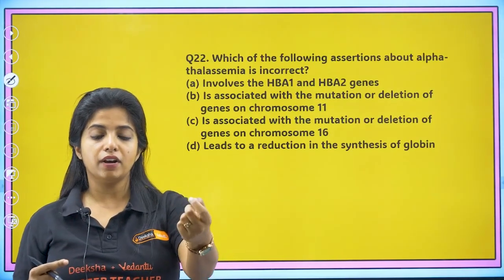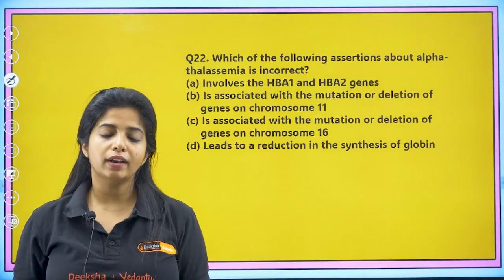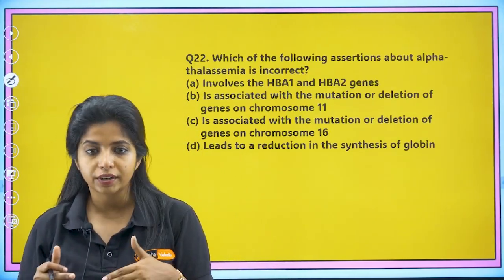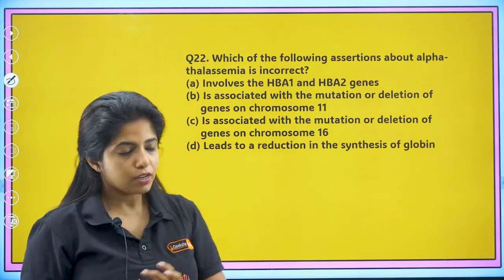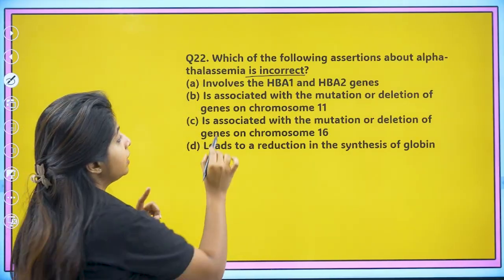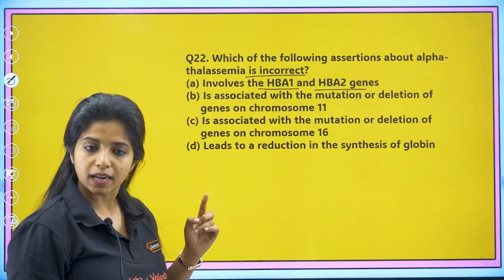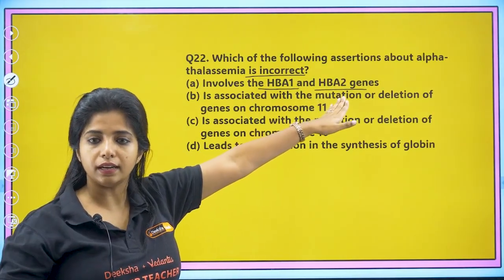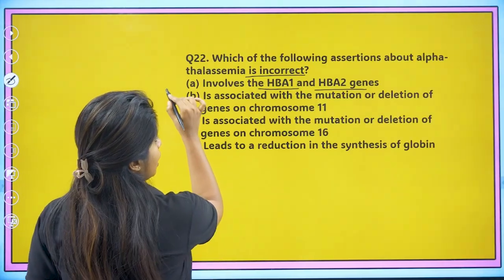Suppose these alpha globin genes are not being produced enough, my dear children, obviously what will happen? The quantity of hemoglobin being produced will also be reduced. Similarly, if beta is not produced, again the quantity is going to be reduced. So, which is wrong or incorrect about alpha thalassemia? It involves both HbA1 and HbA2 genes. Yes, both of them. HbA1 codes for the alpha gene. Similarly, HbA2 is also going to code for the alpha globin gene itself. So, they are both involved.